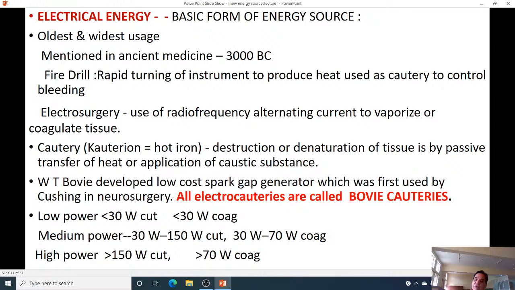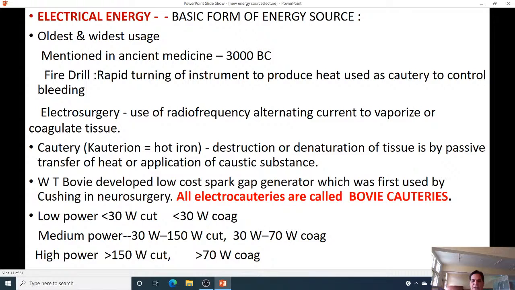But what they were doing, even if you find now, if you drill it, that means if you rapidly rub an instrument on both sides, there is always heat produced. Even heat is produced for small purposes by rapid turning of two stones, and these stones were afterward used as a cautery to control the bleeding. That means you have to make it hot. Any hot object is going to act as a cautery. That is why we are using heat through electricity to cause coagulation.